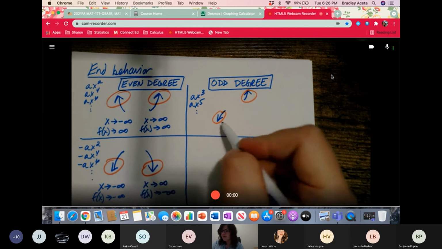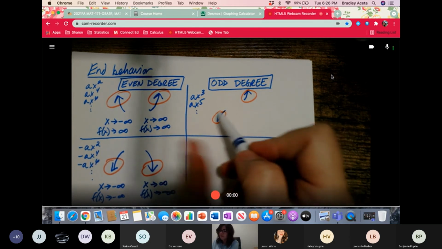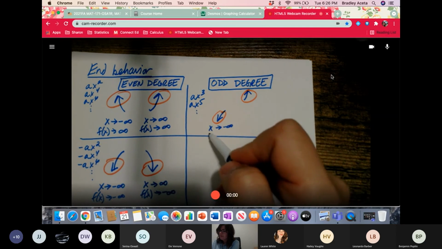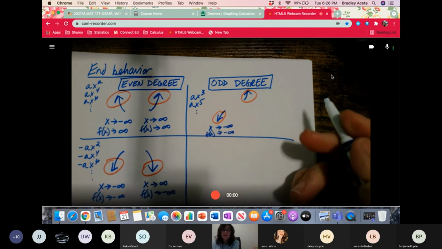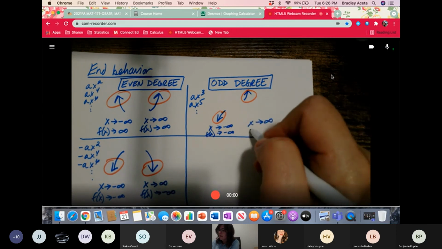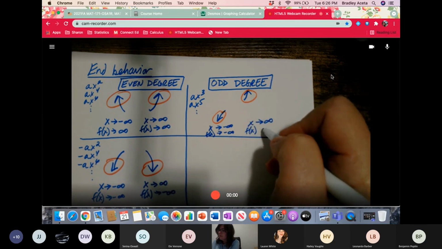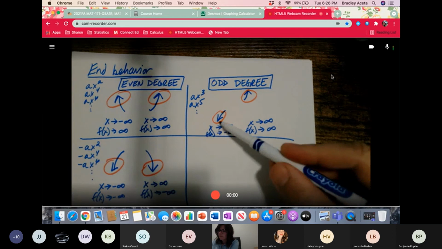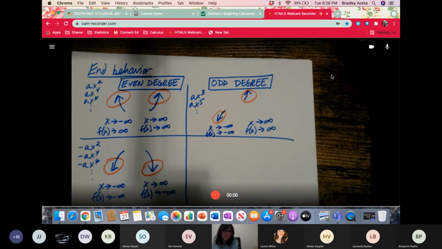So the way we write this is we say, again, this is the left side of the origin. As x is getting more and more negative, your f of x is going down. It's getting more and more negative. As x is getting more and more positive, your y values are also getting positive. They're going up. Down, up. Easy.